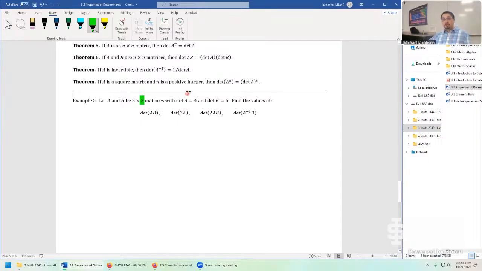We already know that the determinant of A is 4, determinant of B is 5, so we'll use that information as it comes up. And we're just doing 4 computations like before. First one, determinant of A times B is the multiplicative formula. Determinant of AB is just the determinant of A multiplying the determinant of B.